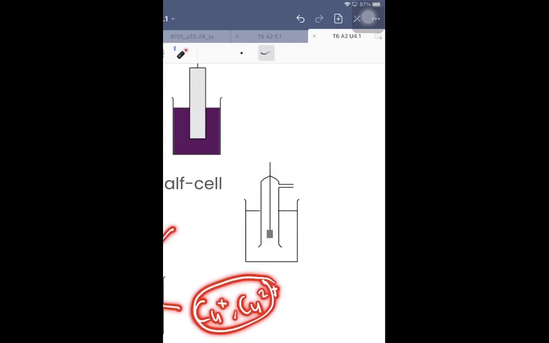So that means this electrode doesn't have a function, but you need it to complete your circuit, and therefore we just use an inert electrode for this setup.